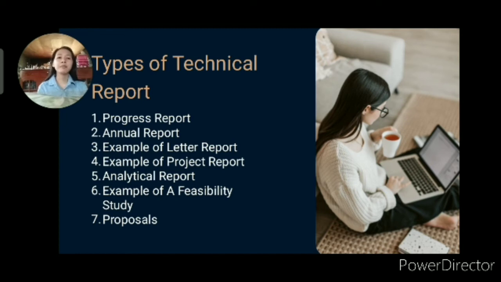There are 7 types of technical report. The first one is the progress report, the second is the annual report, the third is the example of letter report. The fourth one is the example of project report. The fifth one is the analytical report. The sixth is the example of a feasibility study, and the last one is the proposals.